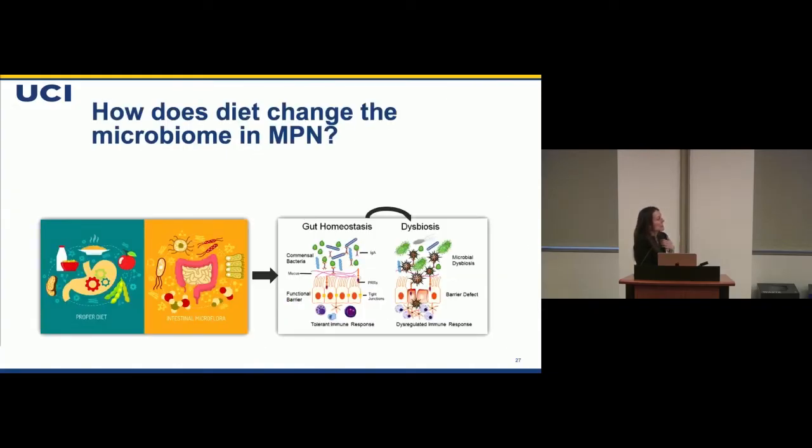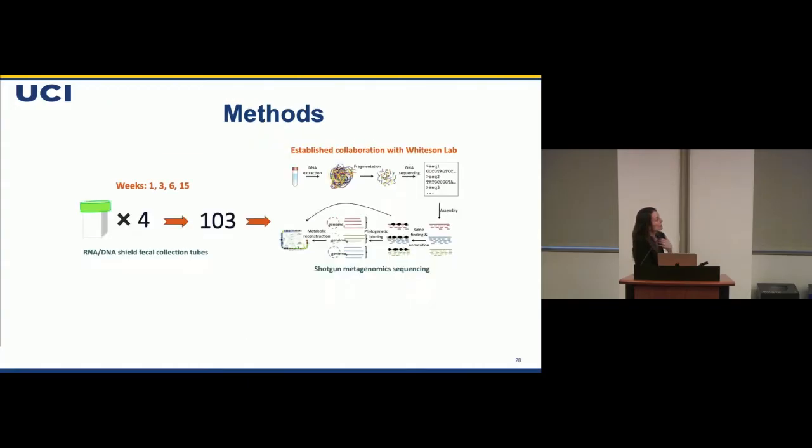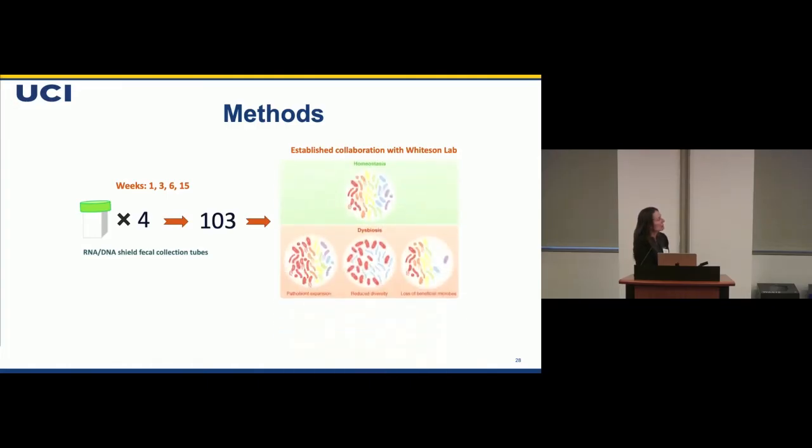We were also interested in the microbiome in MPN, and we'll hear later today more on this topic from Dr. Hasselbach. So we collected serial samples throughout the study to look at the gut microbiome. Each person had 4 samples, so that gave us a total of 103 samples that we looked at.